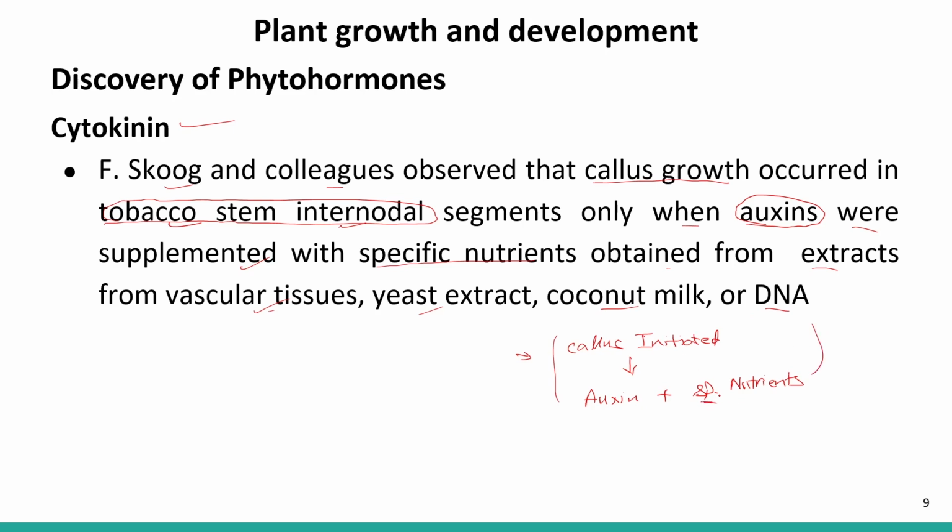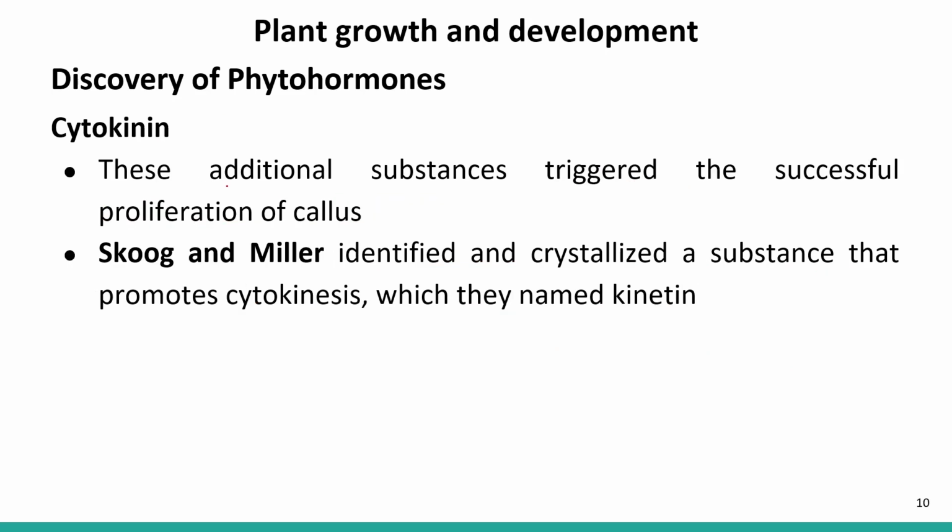Then the substances from these specific nutrients were isolated. These additional substances, first of all, triggered the proliferation of the callus, which means they initiated cell division. This substance was identified by Skoog and Miller. They identified and crystallized a substance that promotes cytokinesis, meaning cell division, which they named kinetin, which is a cytokinin.